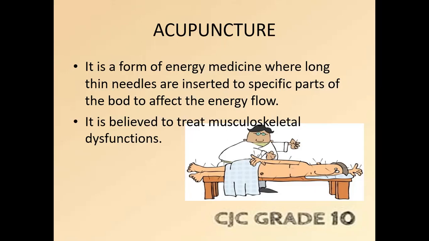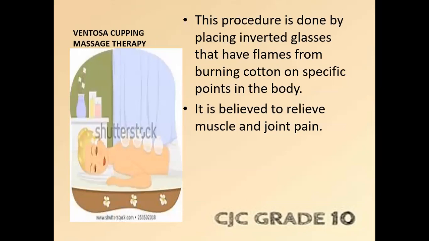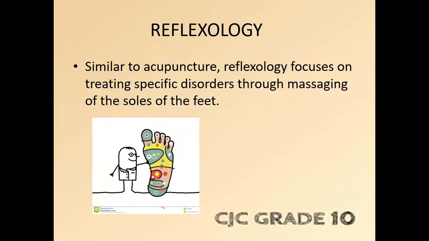First, we have acupuncture. It is a form of energy medicine where long, thin needles are inserted into specific parts of the body to affect the energy flow. It is believed to treat musculoskeletal dysfunctions. Next, the ventosa cupping massage therapy. This procedure is done by placing inverted glasses that have flames from burning cotton at specific points in the body. It is believed to relieve muscle and joint pain.